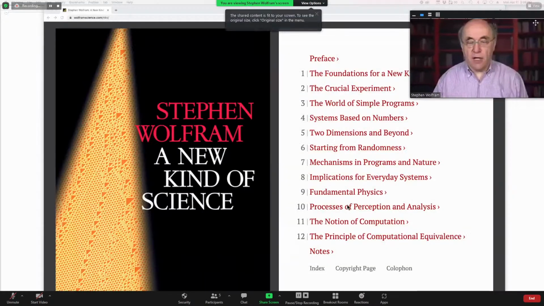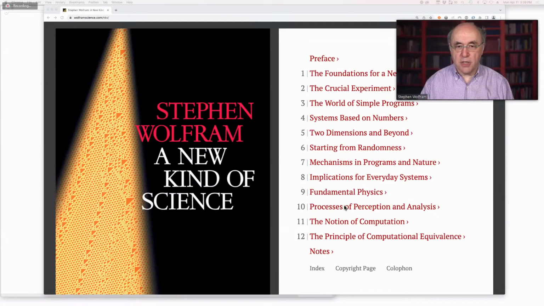So recently, I've been interested in the development of what I call observer theory, which is really going to be something built very much on what was in chapter 10 of A New Kind of Science. So let's take a look here at what was in the book. So here we are, chapter 10, Processes of Perception and Analysis.